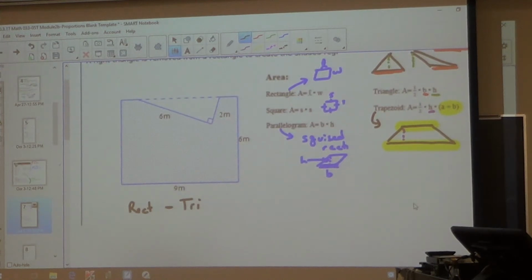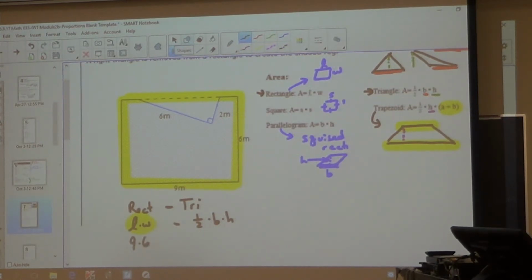So the formula for a rectangle is length times width. I got that from right there. The formula for a triangle is 1/2 base times height. I got that from right there. And I'm subtracting because I took it away. So let's start with our rectangle. Our rectangle is our outside shape. That's why we started with it first. What is the length and width of my rectangle?